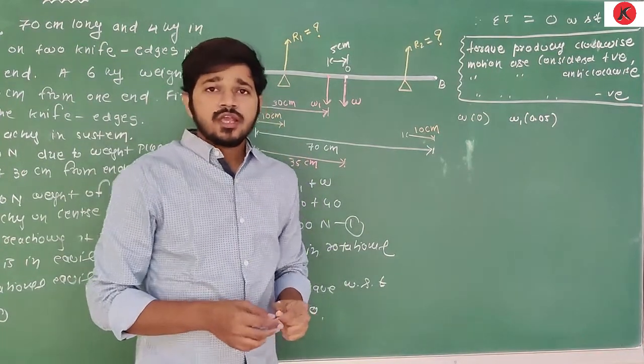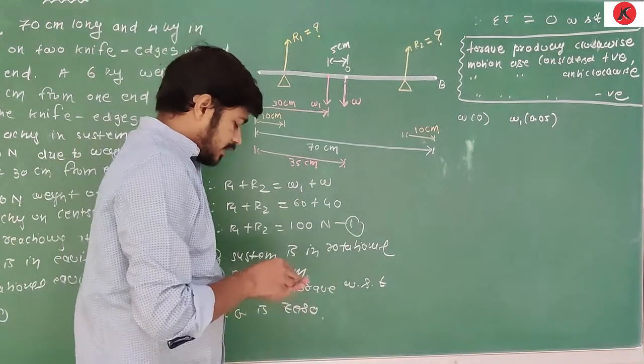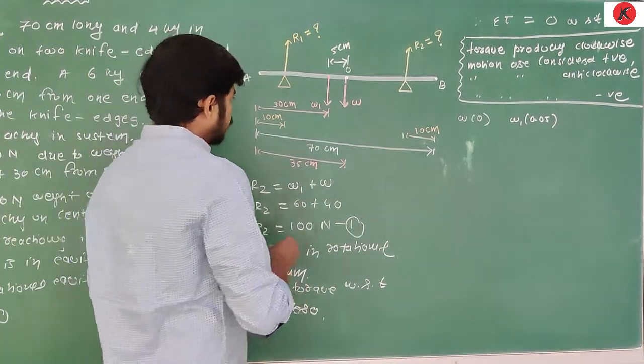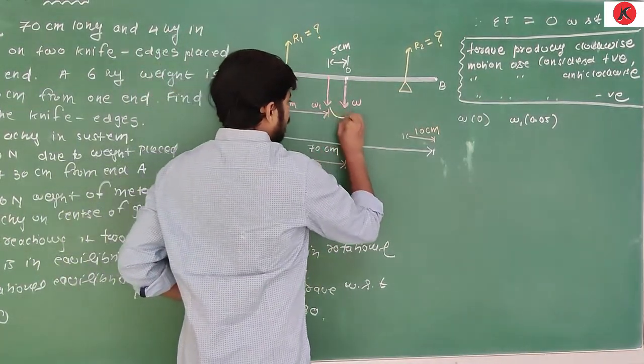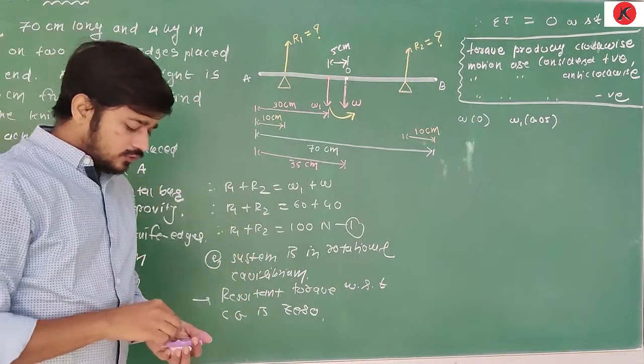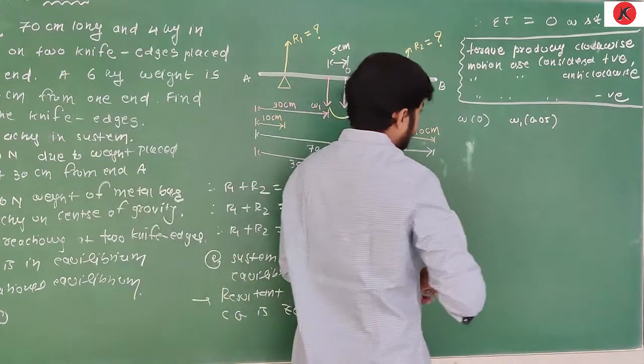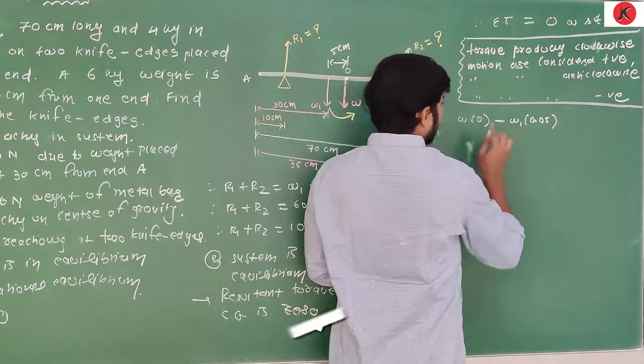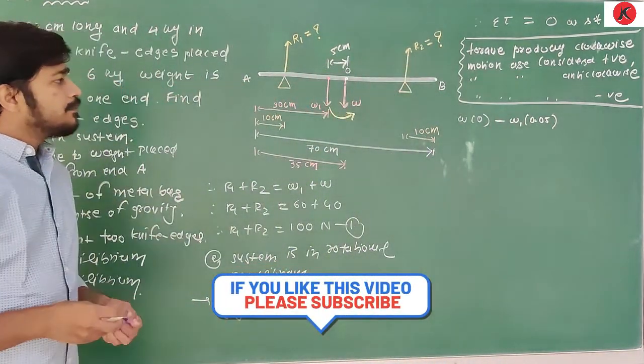Anti-clockwise. Yes, anti-clockwise. Okay, here I will draw an arrow so you can easily understand. It will perform motion in this direction, anti-clockwise. So that's why I have to take its negative sign. Okay, now next one.